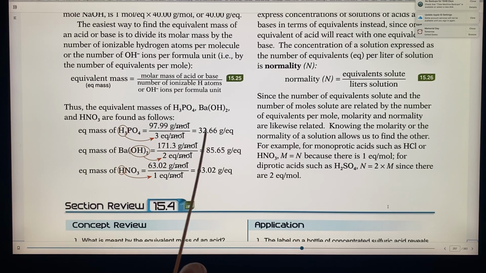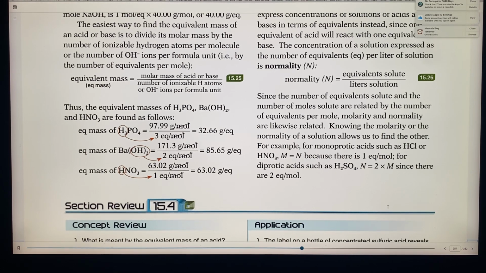With the equivalent here, 32.66 grams are going to be the equivalent. You're going to need 3 times that to make that number. And this one, you're going to need 2 times this to make that number. And this one's going to be equal, 1 to 1. So 1 to 3, 1 to 2, and 1 to 1 is all, in this whole situation. So that's what we're talking about when we're talking about equivalents.